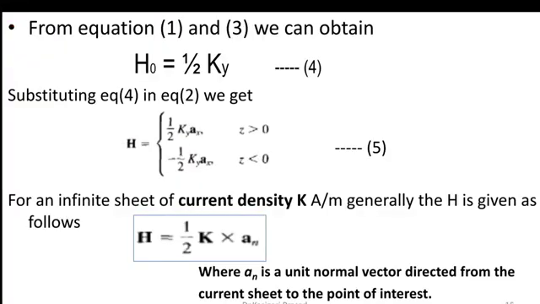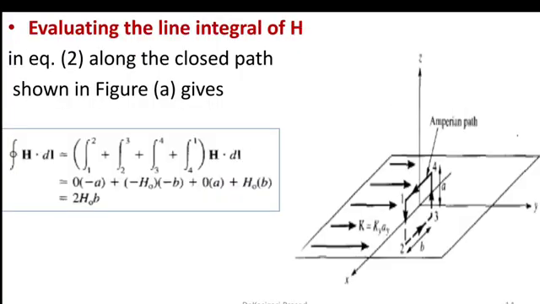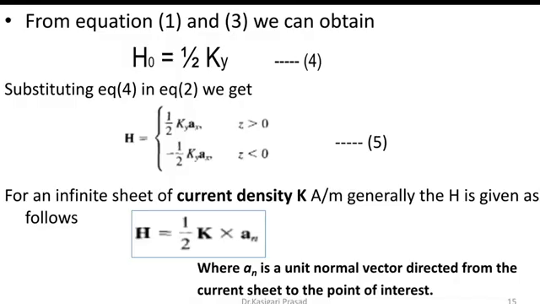So from equation 1 and equation 3, this is equation 3, we might have identified that h naught is equal to 1/2 of K_y. Now substituting this fourth equation in the second equation, we write H is equal to integral 1/2 K_y into a_x for z greater than 0, minus 1/2 K_y into a_x for z less than 0.